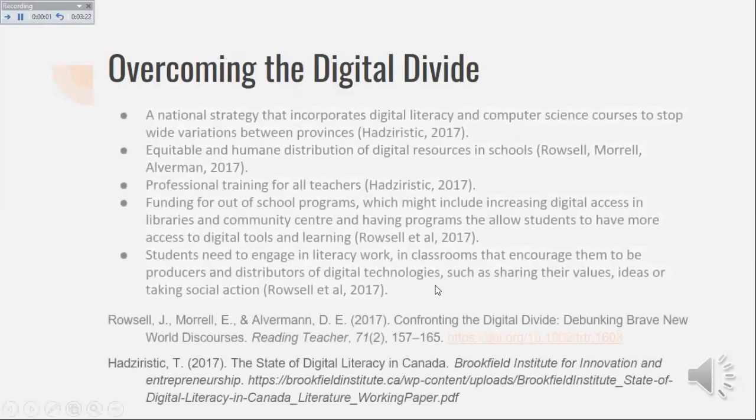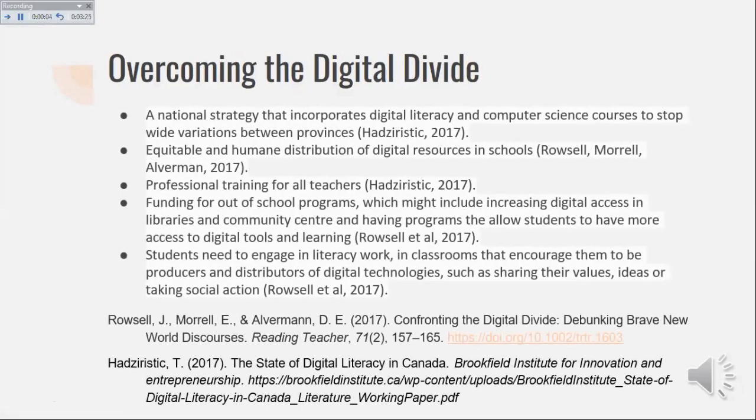Now we're going to talk about overcoming the digital divide and what we need to do so. These are just some of the ideas. We really need a national strategy that incorporates digital literacy and computer science courses to stop the wide variations between provinces. Each province is responsible for its own learning outcomes, and within BC, each school district is responsible to see how those learning outcomes will be delivered.